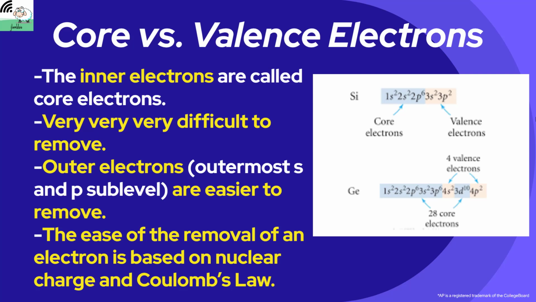And as I mentioned before, the ease of the removal of an electron is based on the nuclear charge in Coulomb's law. So if we can imagine the electrons being further away from the nucleus, we can imagine that they're going to be easier to remove, and electrons that are closer to the nucleus are going to be more difficult to remove. It has to do with the attraction of those electrons to the nucleus. Remember that distance plays a huge role in the attraction of oppositely charged particles, and that's one of the big fundamental things of Coulomb's law. So the closer those electrons are to the nucleus, the harder they are to remove, and the further they are away, the easier they are to remove.